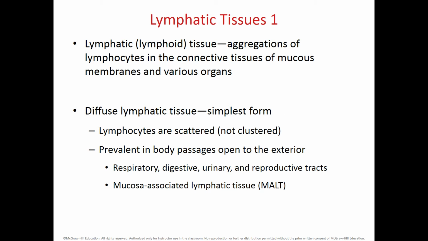And diffuse lymphatic tissue is the simplest form of lymphatic tissue. The lymphocytes are scattered, they are not clustered, and they are found in areas of the body that are in close contact with the environment. Examples of areas where we have this diffuse lymphatic tissue will be within the respiratory mucosa, digestive system mucosa, urinary system, and reproductive tract.